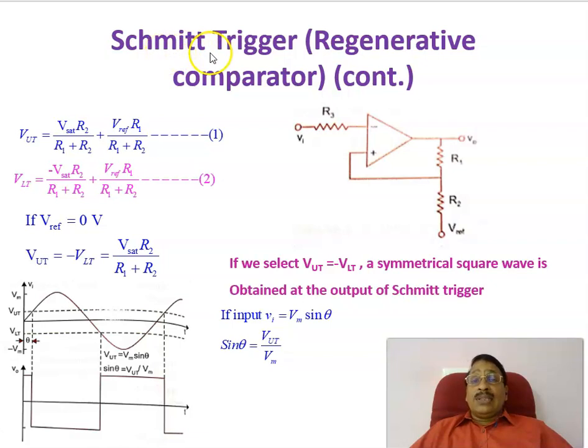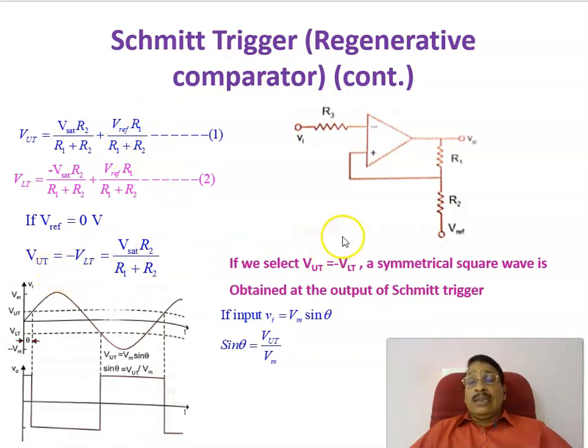Now continuing the Schmitt trigger circuit. This is the circuit as we have already seen. Input voltage is there, and this is a reference voltage, and the output will be either plus Vsat or minus Vsat. If it is plus Vsat, the corresponding voltage is equal to the upper threshold voltage, and if it is minus Vsat, the corresponding voltage coming at this point is equal to the lower threshold voltage. The difference of these is called the hysteresis width, which is equal to twice V reference into R1 divided by R1 plus R2.